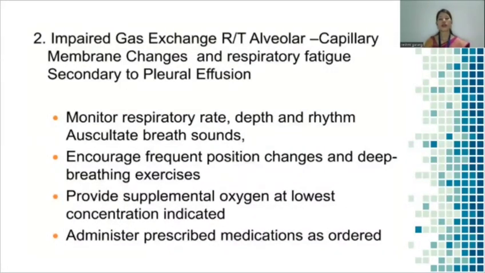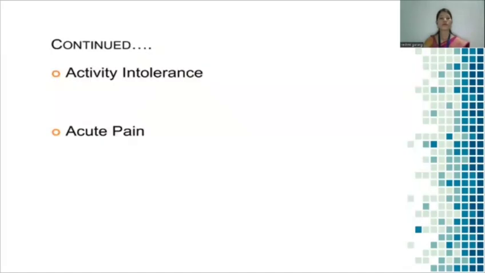The next diagnosis here: impaired gas exchange, related to alveolar capillary membrane changes and respiratory fatigue secondary to pleural effusion. Here we are going to monitor the respiratory rate, depth, and rhythm, and also auscultate the breath sounds. We are going to encourage frequent position change and again deep breathing exercises, provide supplemental oxygen at the lowest concentration indicated, and give medication as ordered. Other nursing diagnoses are activity intolerance, and we can also formulate a diagnosis on acute pain.